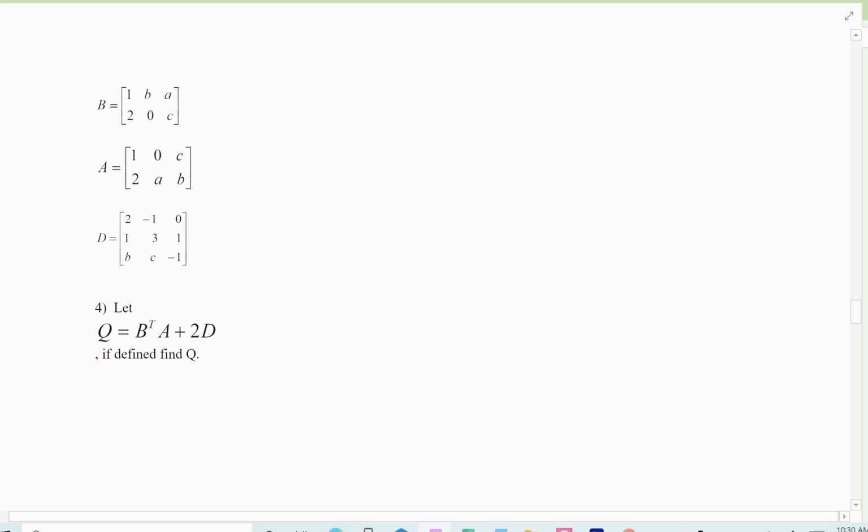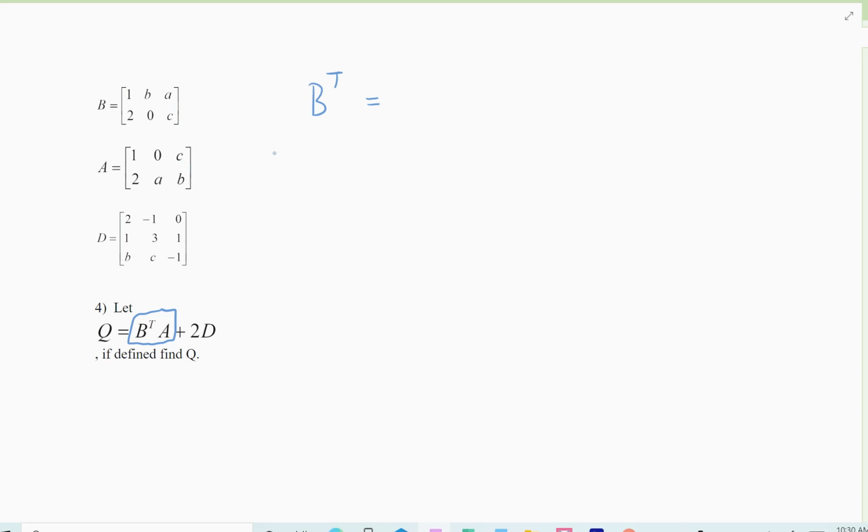So first, the first thing I'm going to find is the multiplication part. I always start with the multiplication. So the first thing I'm going to do is take my matrix B, transpose it, then multiply it by my A. Because I can't multiply them unless I transpose B. If I don't transpose B, I can't do the math.